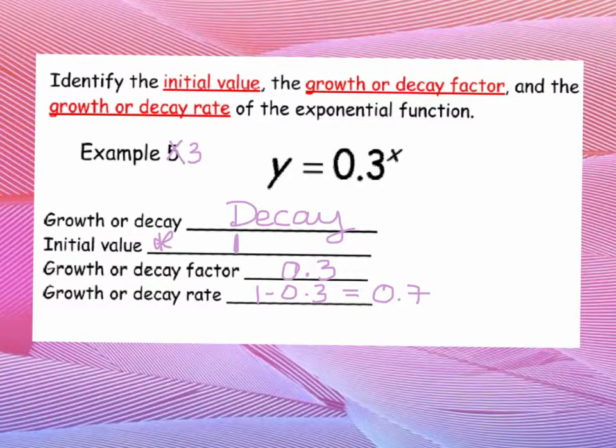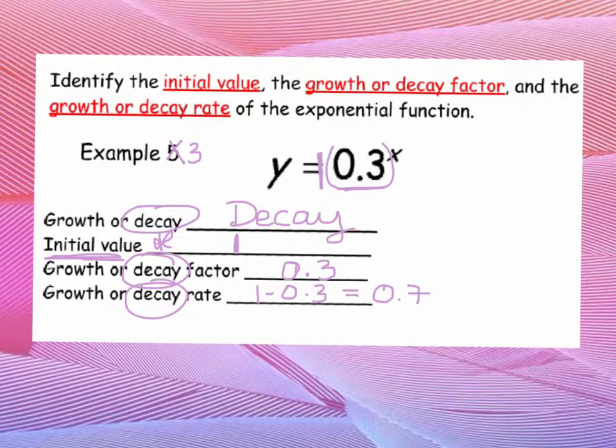This is going to be a decay function because this number here is going to be less than 1. And notice that it is not inside parentheses, but it is the base for the exponent x. This is a special case where the initial value is not shown. It's just an invisible 1 right here. So our initial value is 1. Our decay factor is 0.3. And our decay rate has to be 1 minus 0.3, which gives us 0.7.